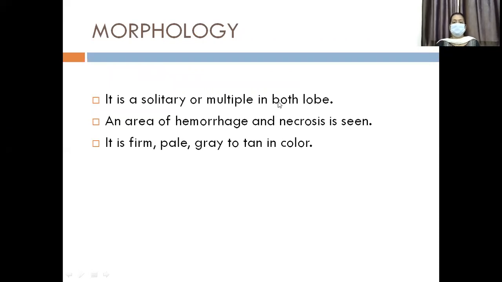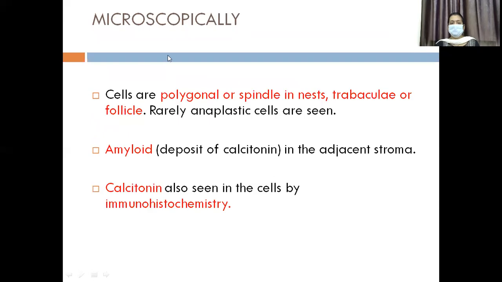So it is solitary, multiple in both lobes, areas of hemorrhage and necrosis, firm, pale, granular, tan in color. Microscopically, you will see there are many spindle cells in a trabecular and follicular pattern. There is amyloid deposition, deposits of calcitonin that occur in the adjacent stroma. This can be demonstrated by using IHC.